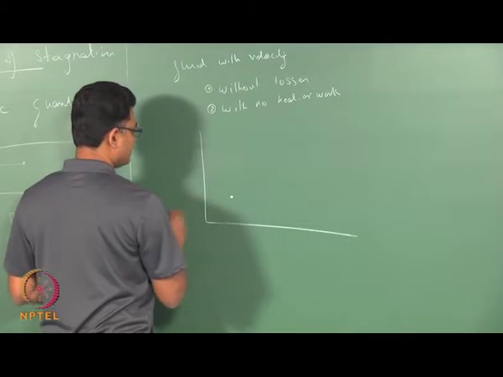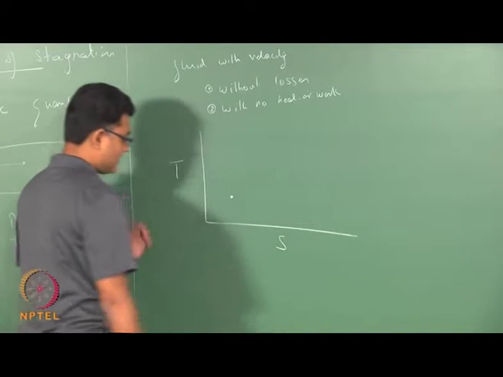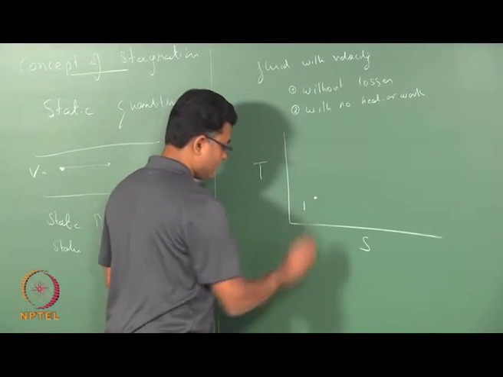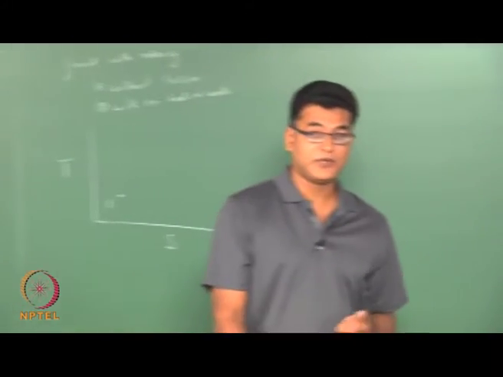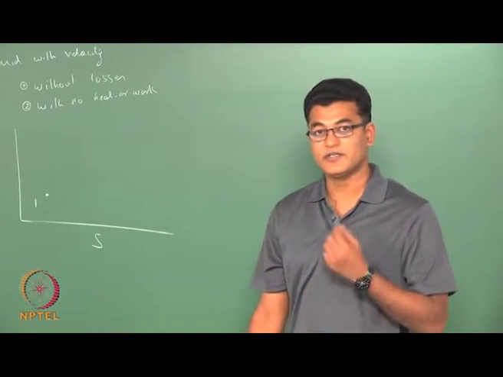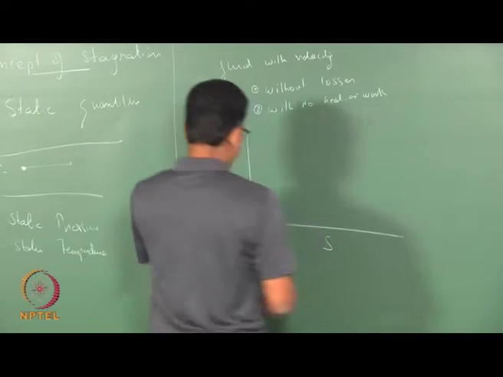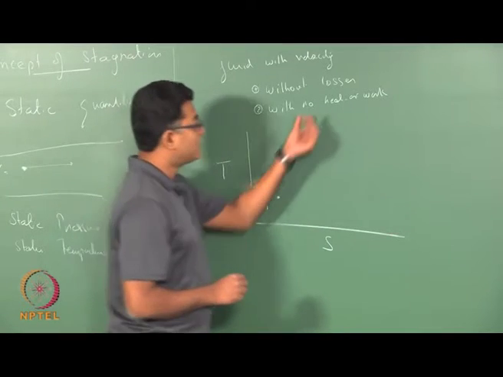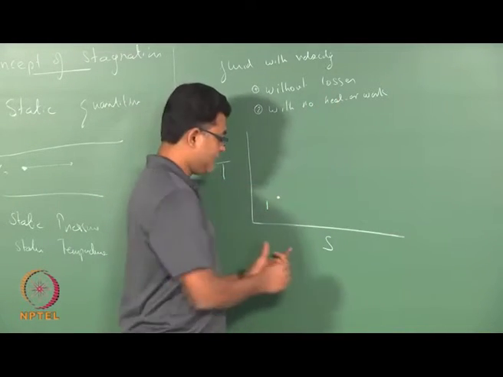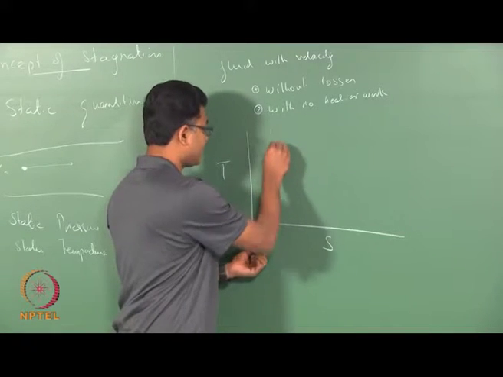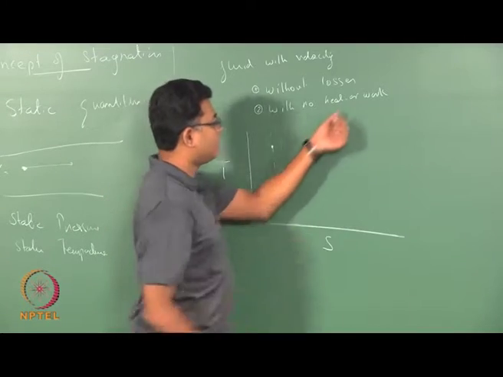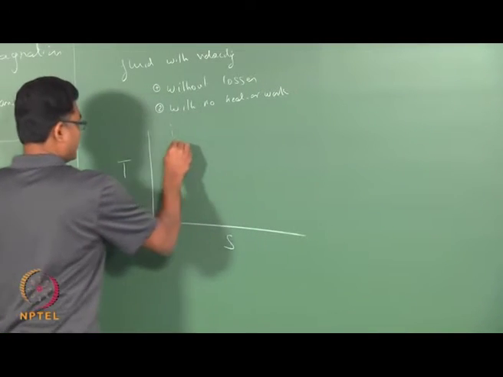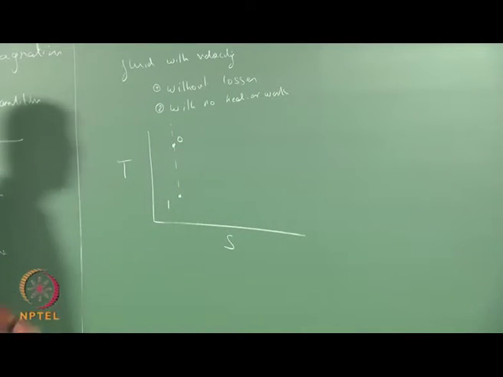if I have a point here, let us consider this as the TS plane. I have a state 1 here, and the velocity at that particular state of the fluid is some v. Now, I am bringing this fluid to 0 velocity without any losses, which means it is an isentropic process. So, it would be a straight line somewhere here, with no heat or no work done. So, this is my 0 condition, the stagnation condition.